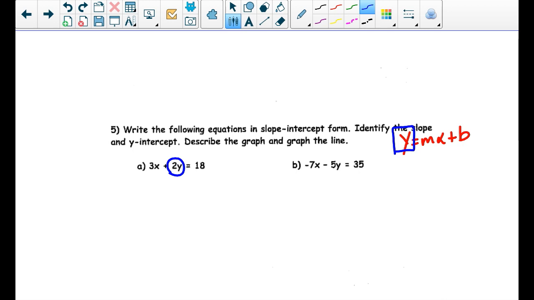So isolate this part first. So how do I get rid of the 3x? How do I move it to the other side? Subtract it. So minus 3x on both sides. And again, as you're doing this, start putting in this mx plus b form. It'll make it a little easier for you later on. So 3x minus 3x is 0, so 2y. Again, I'm going to put the x first, minus 3x plus 18.